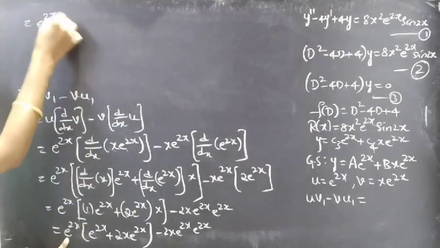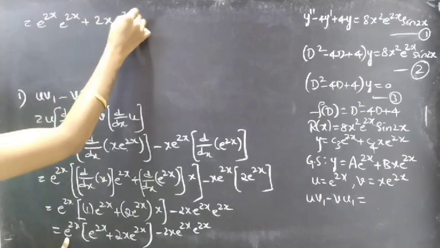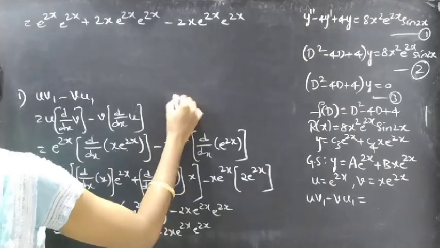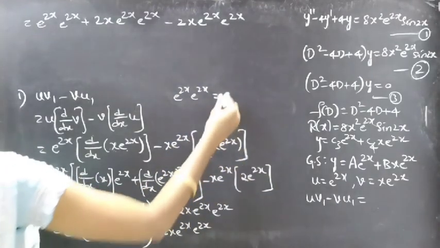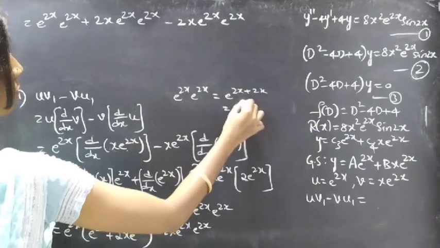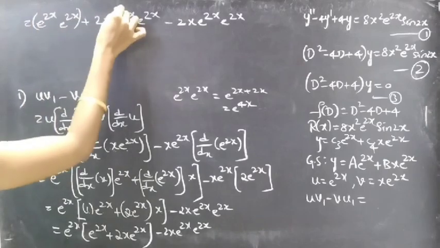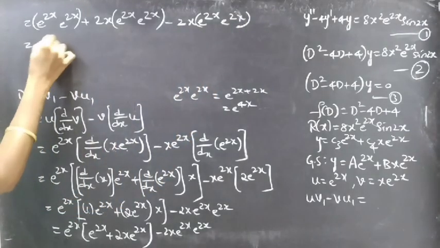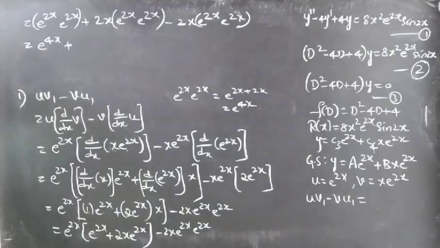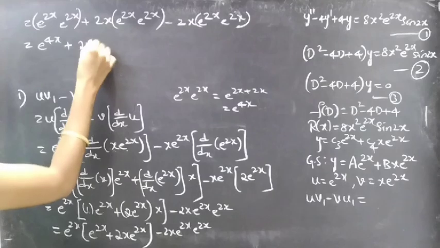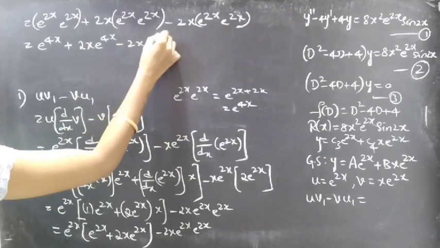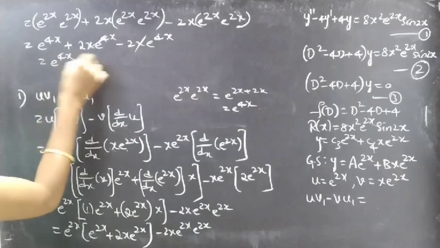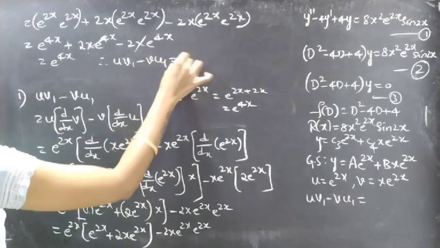This becomes e power 2x into e power 2x plus 2x e power 2x into e power 2x minus 2x e power 2x into e power 2x. Since we know that e power 2x into e power 2x can be written as e power 2x whole square, or e power 2x plus 2x, which is e power 4x, right? Just replace e power 2x into e power 2x with e power 4x. This gives us e power 4x plus 2x e power 4x minus 2x e power 4x. So here plus 2x e power 4x and minus 2x e power 4x get cancelled, and you'll get e power 4x. Therefore, uv1 minus v1 equals e power 4x.